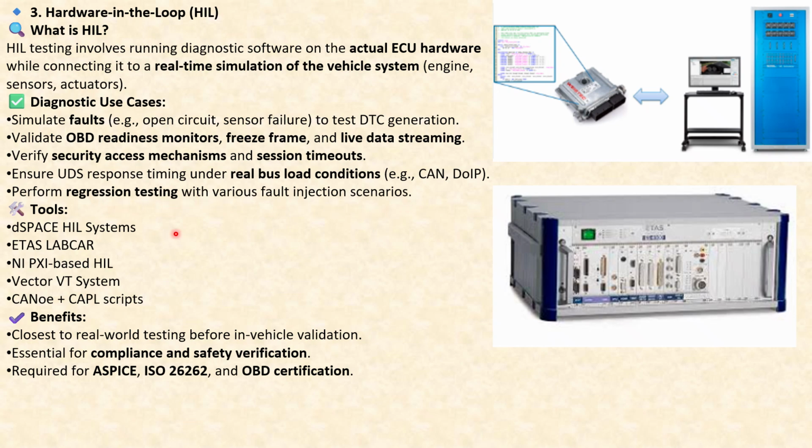And again, the tools used are the dSPACE HIL system, ETAS LabCar, National Instruments PXI-based HIL, Vector VT system, and CANoe CAPL scripts. Benefits include being closest to real-world testing before in-vehicle validation, being essential for compliance and safety verification, and being required for ASPICE, ISO 26262 and OBD certification. All right, so these are the major benefits of hardware in loop.